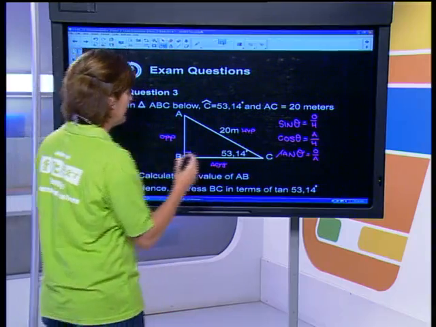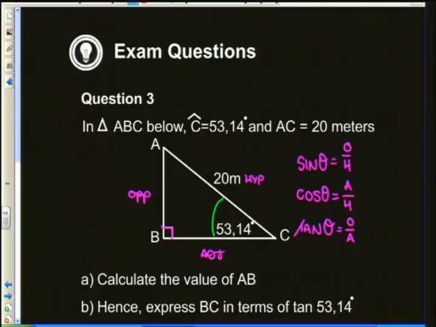Just to illustrate what I mean, if I've got an angle of 53.14 degrees as my reference angle, my point of view, the side opposite that angle is going to be your side AB. The side adjacent to that angle is going to be your side BC. And the side opposite your 90 degrees is going to be your 20 meters. So that would be your opposite, your adjacent, and your hypotenuse.